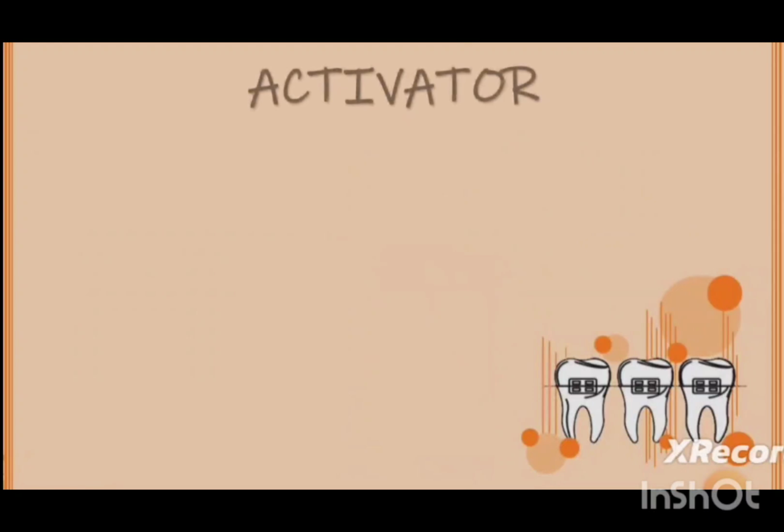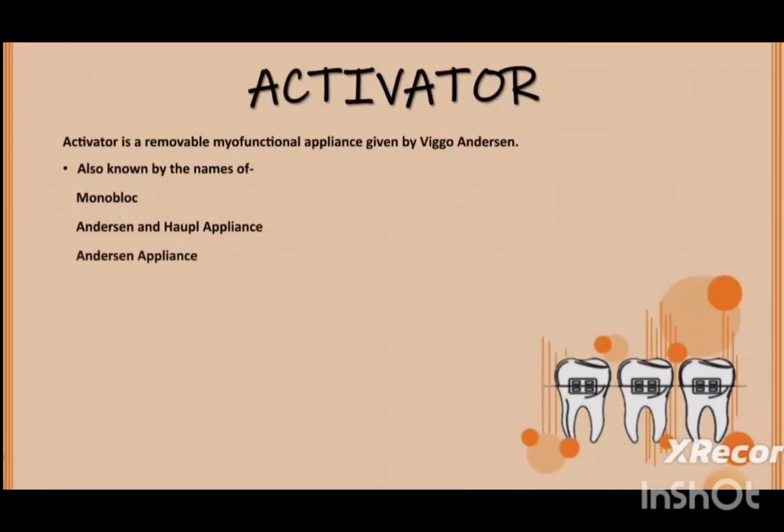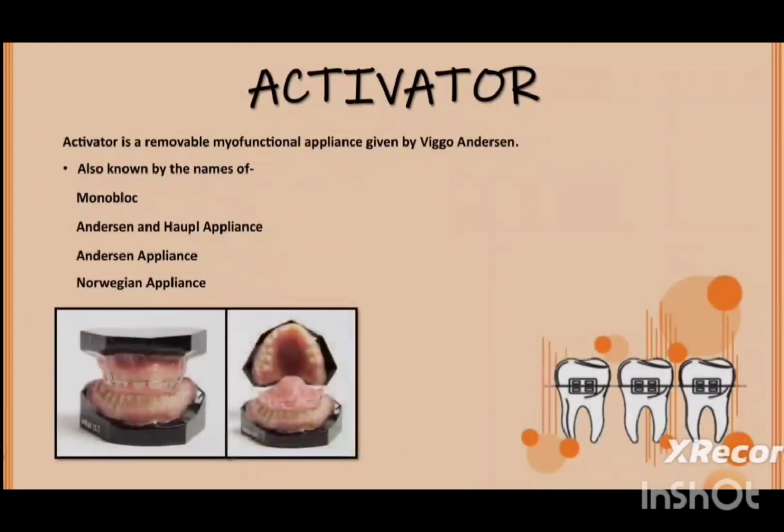Now activator is a loose-fitting, removable, myofunctional appliance that was given by Viggo Andresen. It is synonymous with the terms monoblock, Andresen and Häupl appliance, Andresen appliance, and Norwegian appliance.